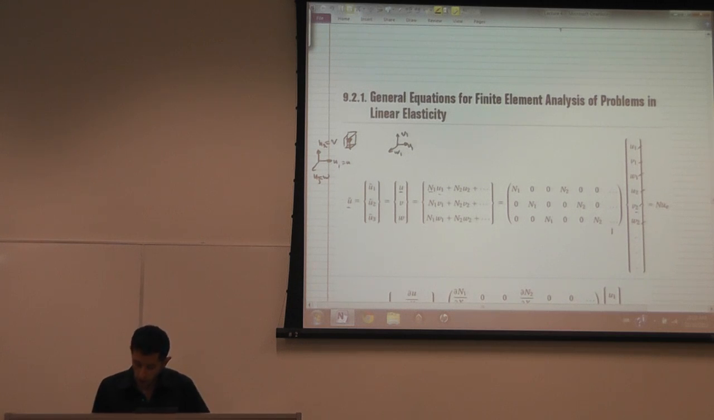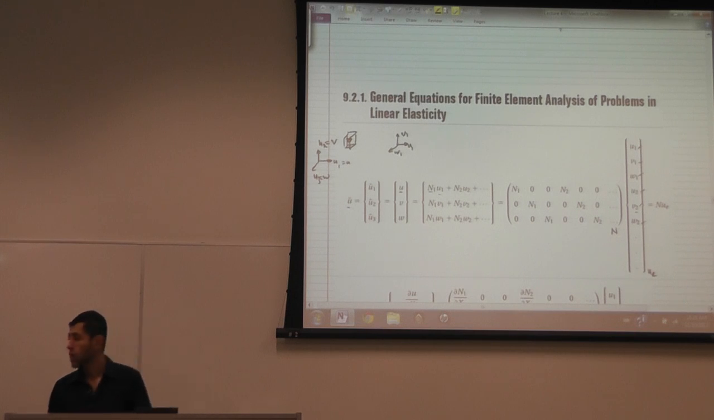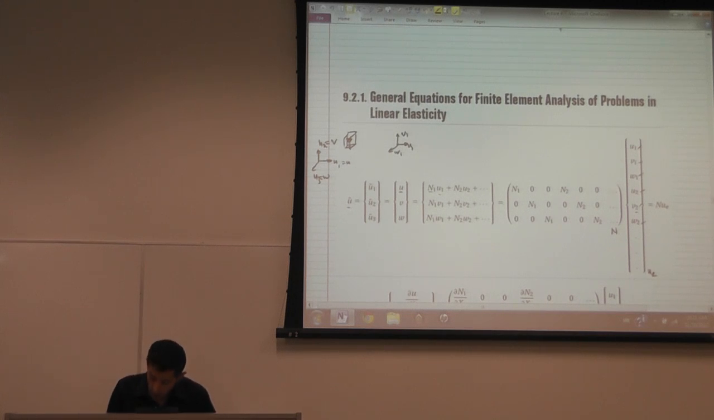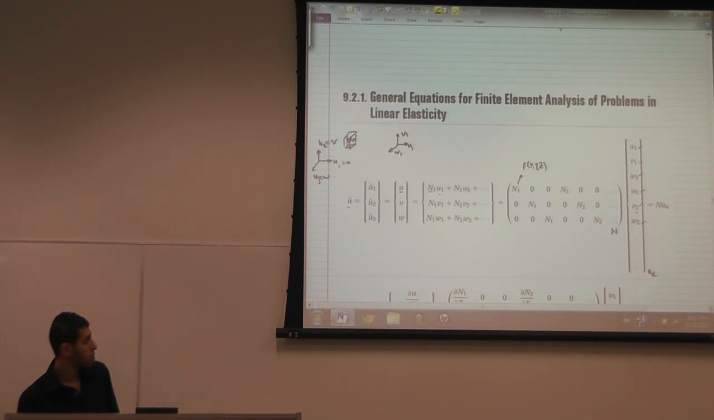I'm going to call this matrix N, and this vector ue, and from here on, my unknown is this ue. If I know ue, I know everything about the problem, because I know the displacement at any point. These are functions of x, y, and z, so tell me which point within the element, I can put x, y, z here, and I'll find the displacement at this particular point.